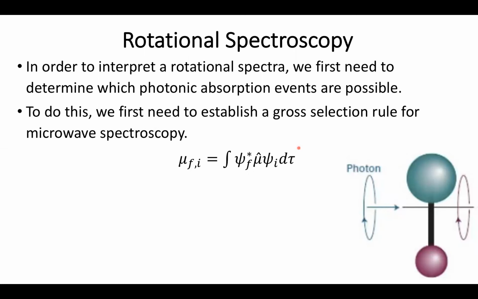Remember, we need to first establish which selections will actually be possible using our good old friend, the transition dipole moment. So a photon comes in with an oscillating electric field, and I need to have that oscillation match up with the difference between my initial and final states. The first thing we're going to want to establish is a gross selection rule. So this is simply which molecules can undergo rotational excitation.